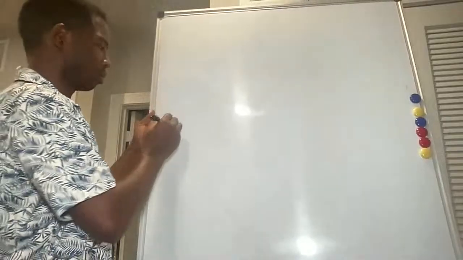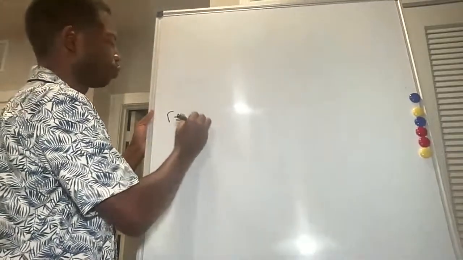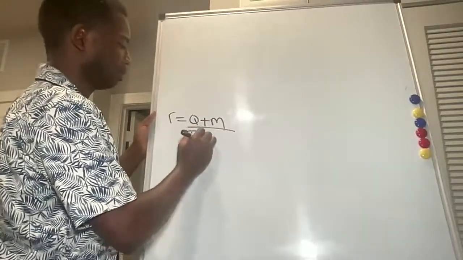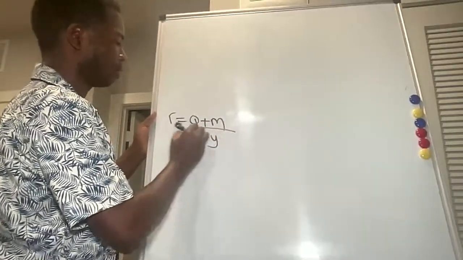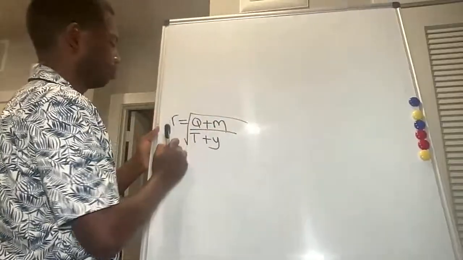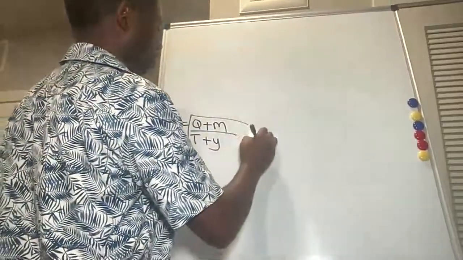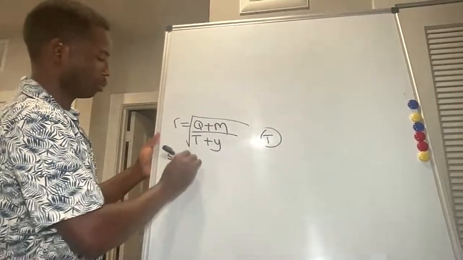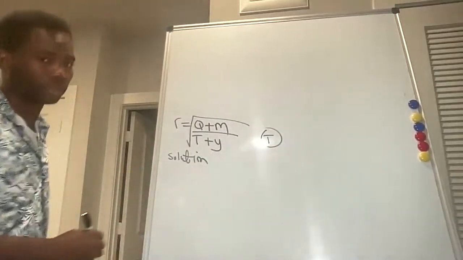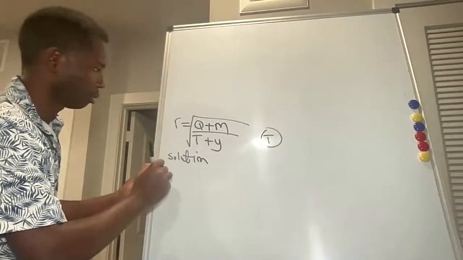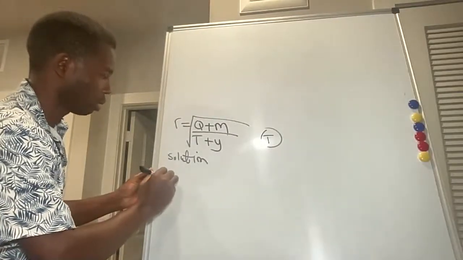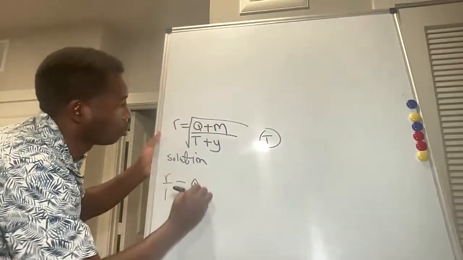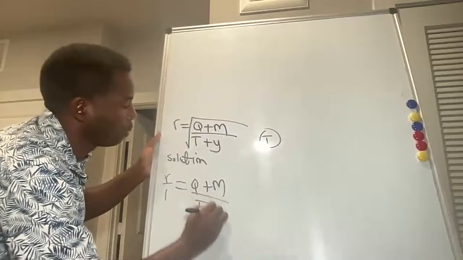Let's look at this together. r is equal to square root of Q M over T plus Y. Make T subject of the equation. Solution. Solution should now be, bring down your equation. r over 1 is equal to Q plus M over T plus Y.